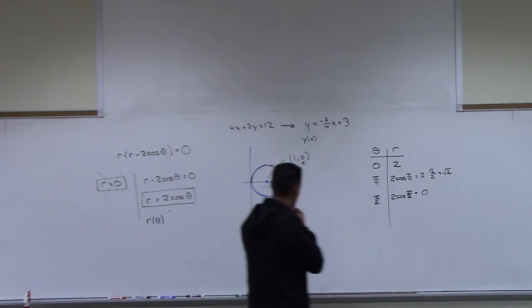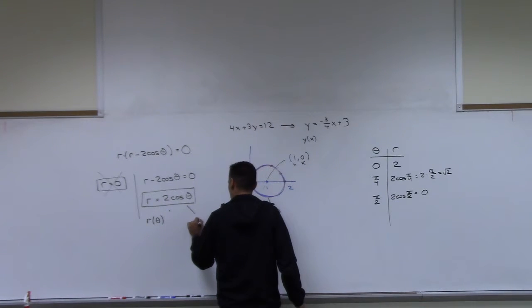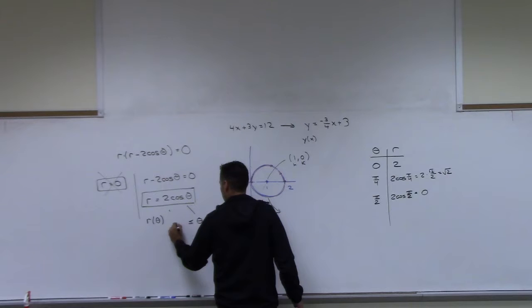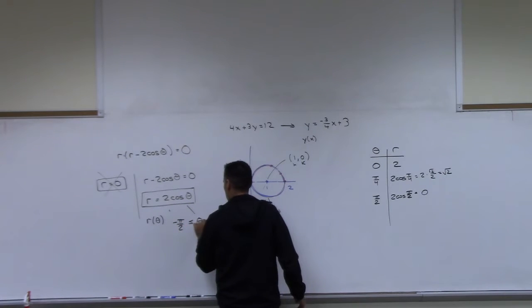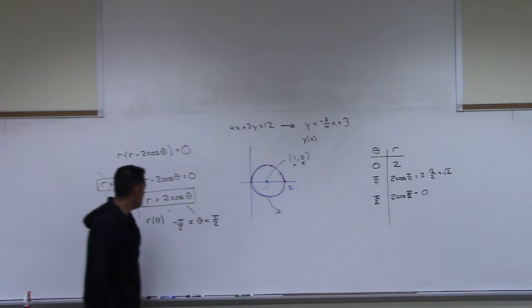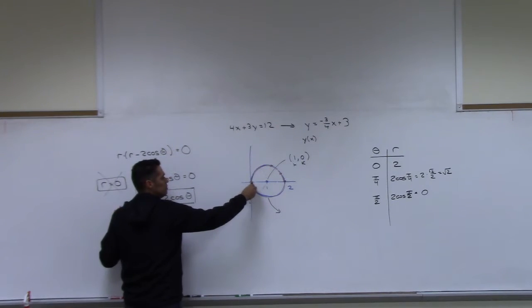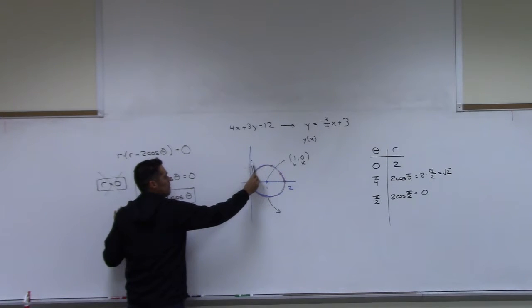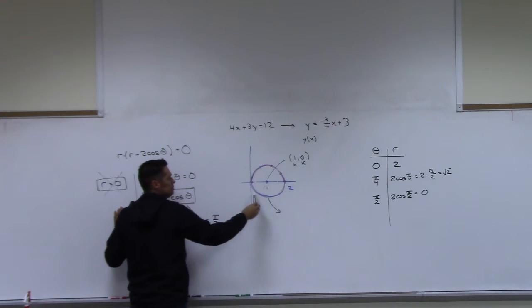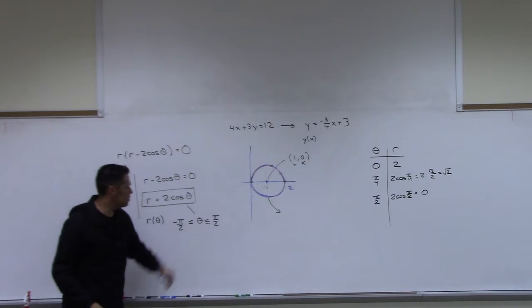Something else that I'm going to put here. Theta between negative pi over 2 and pi over 2. So if I restrict my theta between negative pi over 2 and pi over 2, it will draw this whole circle, okay? I actually don't have to do it that way.